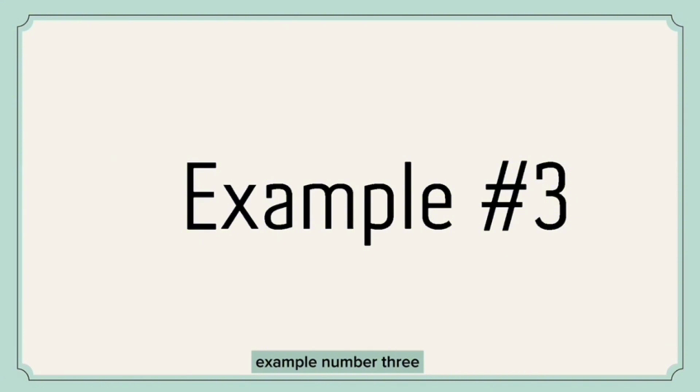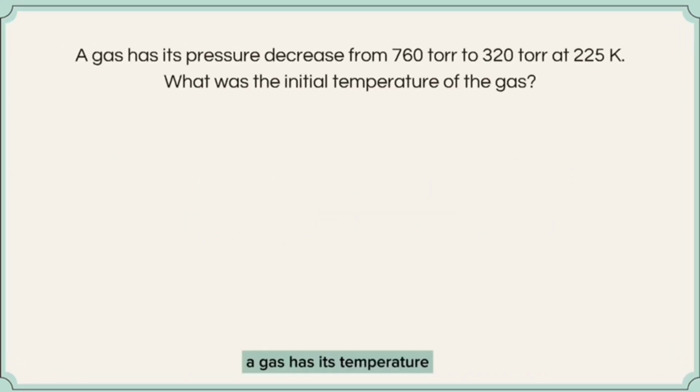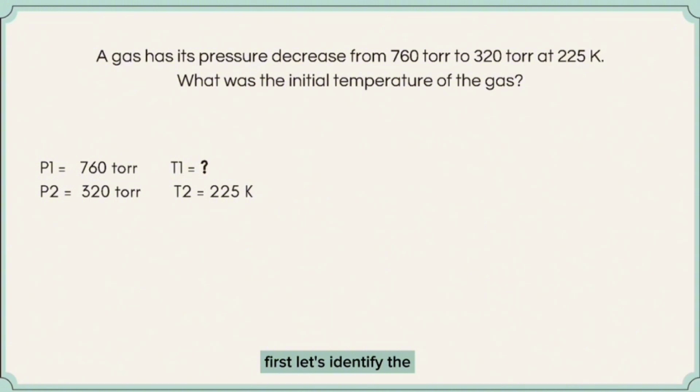Example number 3. A gas has its pressure decreased from 760 torr to 320 torr at 225 K. What was the initial temperature of the gas? First, let's identify the given. The P1 is 760 torr, the P2 is 320 torr, and the T2 is 225 K. You must solve for T1.